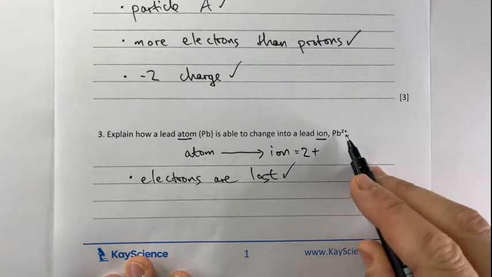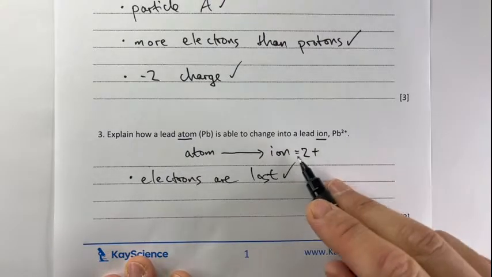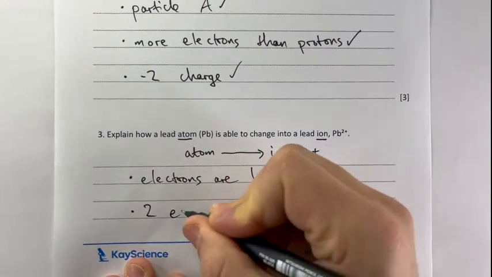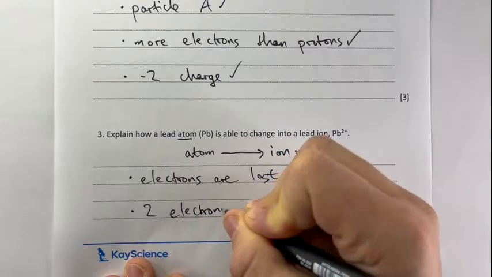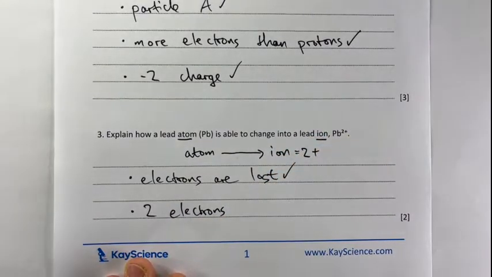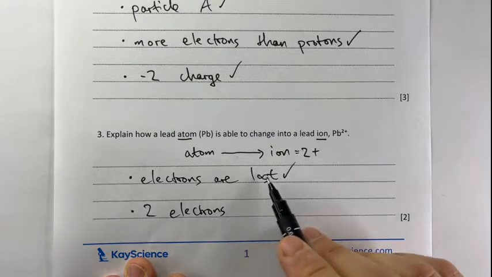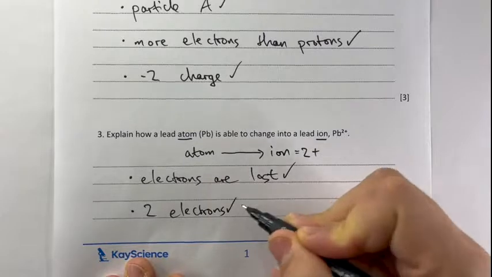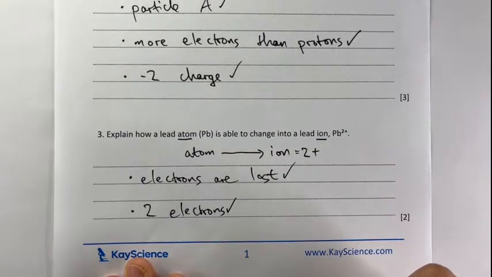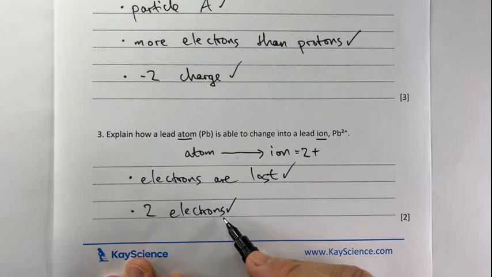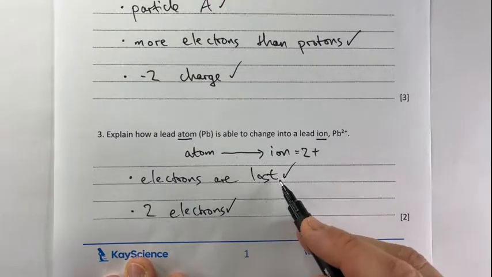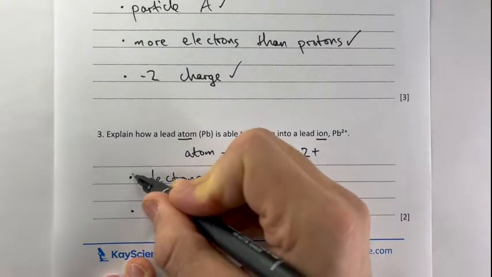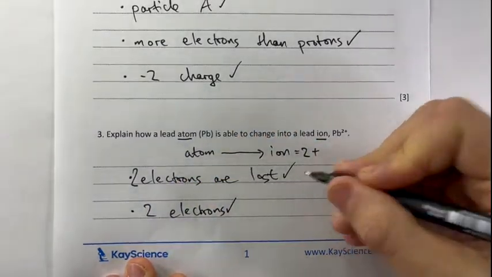But look, we can see we've been given a number. So for an ion to have a charge of 2+, 2 electrons have been lost. So if you just said 2 electrons are lost, you get 2 marks, okay? You get 1 mark for stating 2 electrons, and you get the second mark for stating the fact that they are lost. So in one full sentence, you would just write 2 electrons are lost. That would be 2 marks.